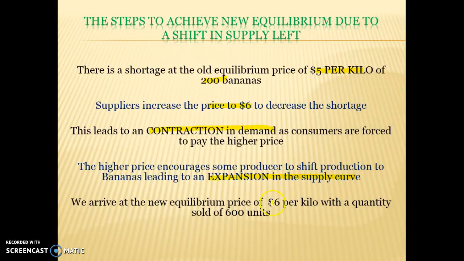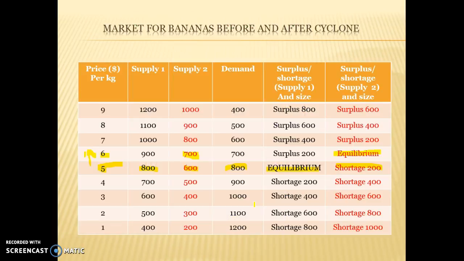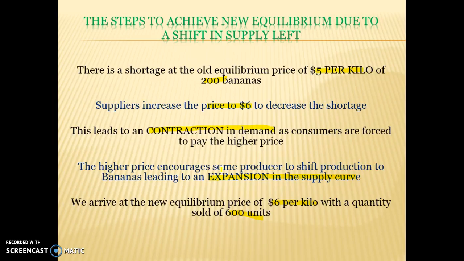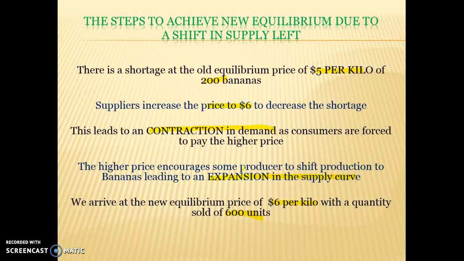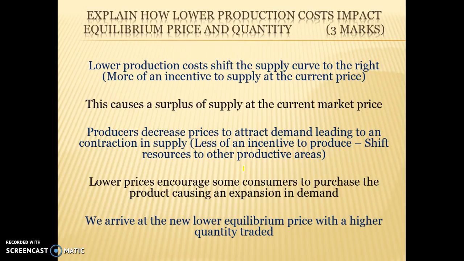So we arrive at a new equilibrium at $6 per kilo, a dollar higher, and a quantity of 600 units. Okay, and the old equilibrium quantity was 800. My apologies, we end up at a new equilibrium of 700. That should say 700 there, my apologies. So the new equilibrium is 700 units, where the old equilibrium was 800 units. I won't change that because that's what happens when you make a lot of videos.